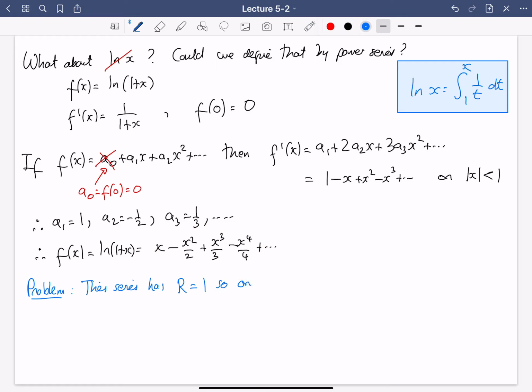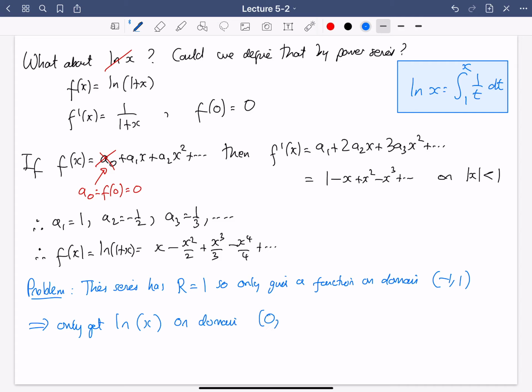So it only gives a function on domain minus 1, 1. So using the power series approach, we only get a function natural log x on domain, let me see, I think that would be domain 0, 2. But this definition, the one that we started with, had domain 0, infinity.